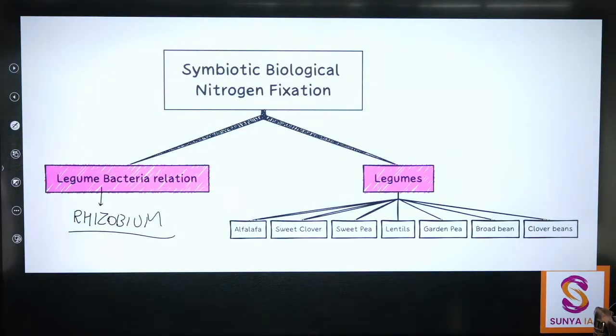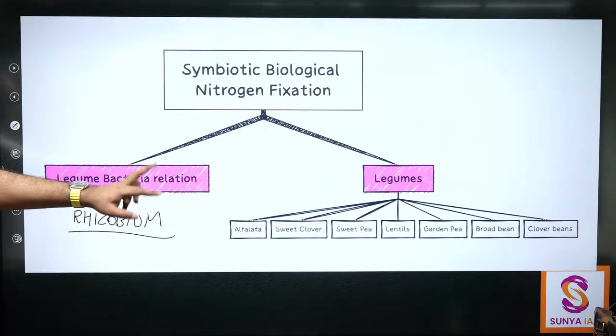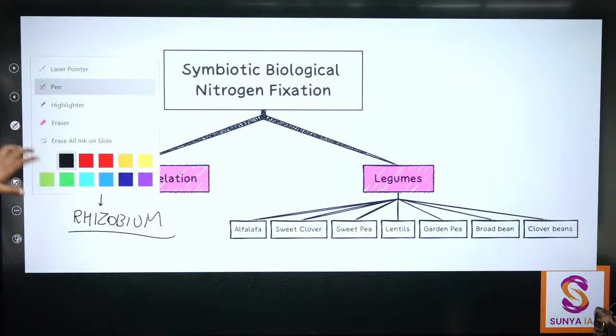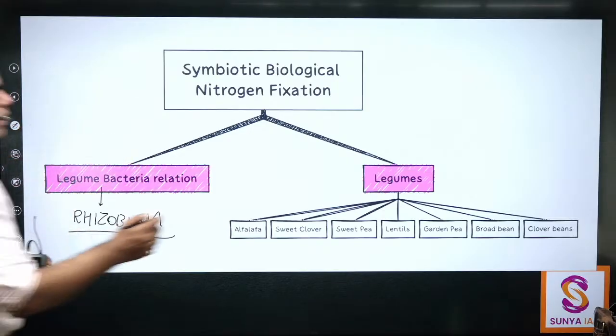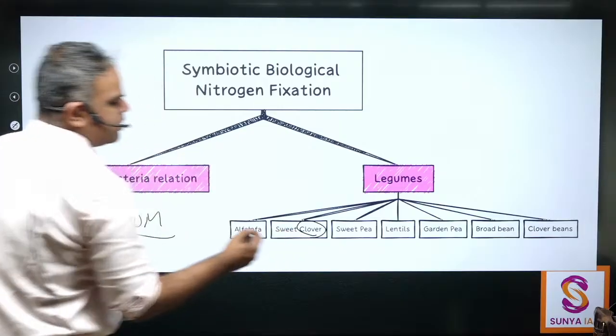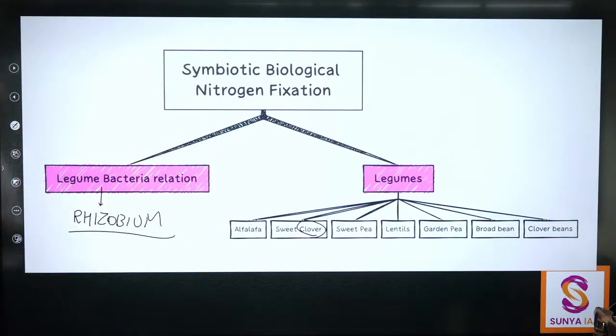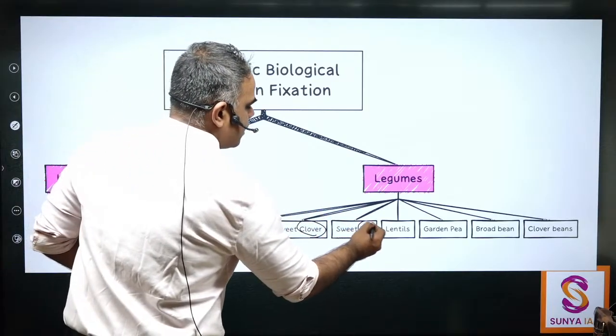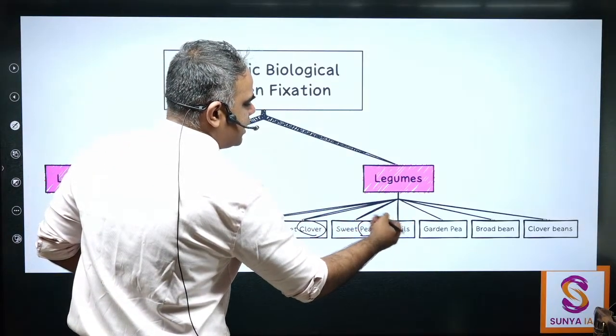So I'll just read out: alfalfa, sweet clover, sweet pea, lentils, garden pea, beans, and again clover beans. Broadly, just remember the main name. Like clover, on clover you will have variations. It can be sweet clover, this that. Same with pea, pea also has variations: sweet pea, chickpea, garden pea.